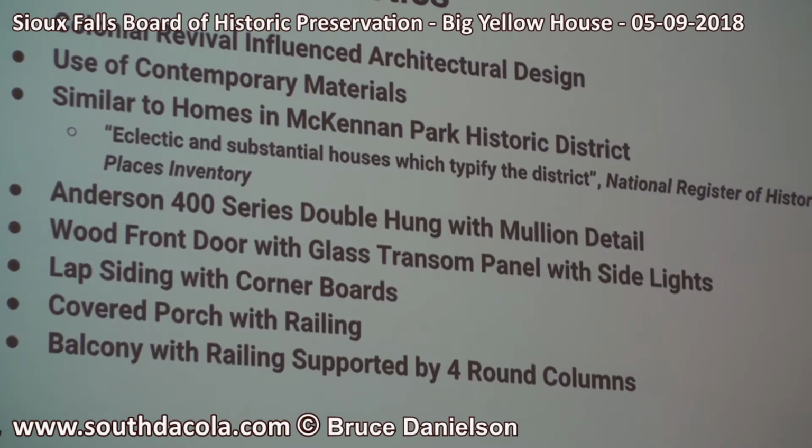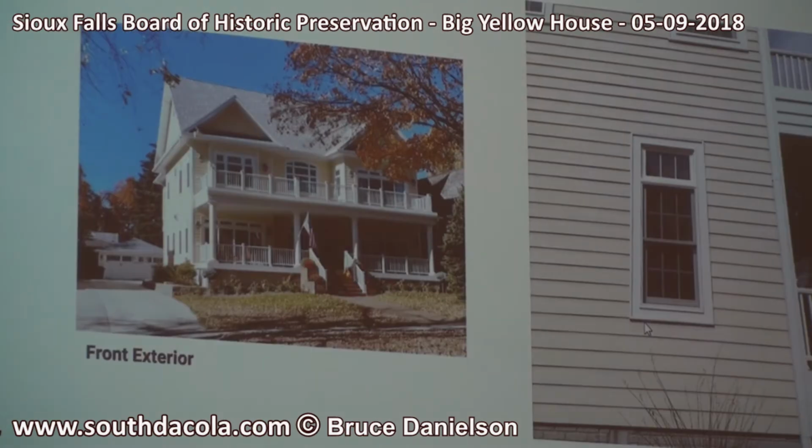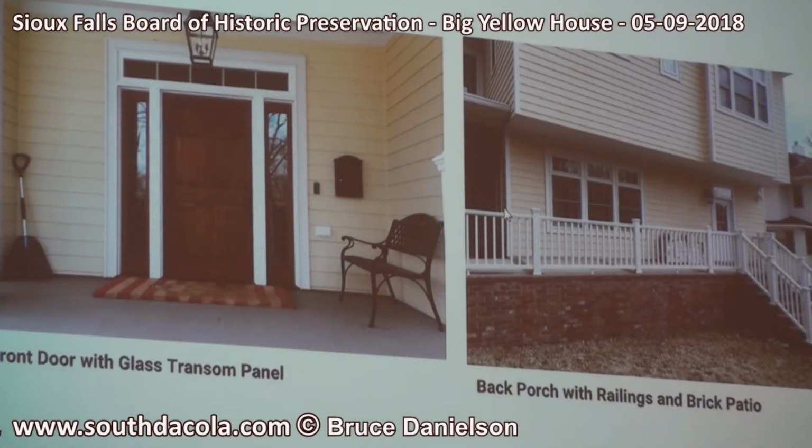Wood front door, very typical of the district with transoms and side lights. Lap siding and corner boards is the detail throughout the home. Covered porch with railing, and the covered porch has round columns. Just some pictures of the home details.